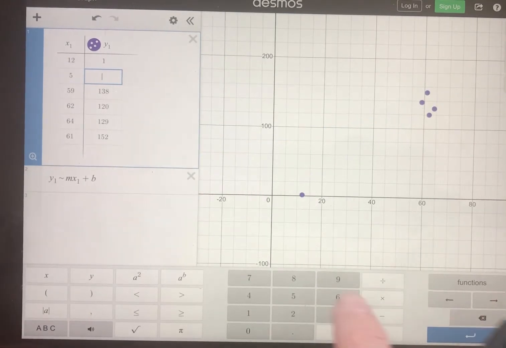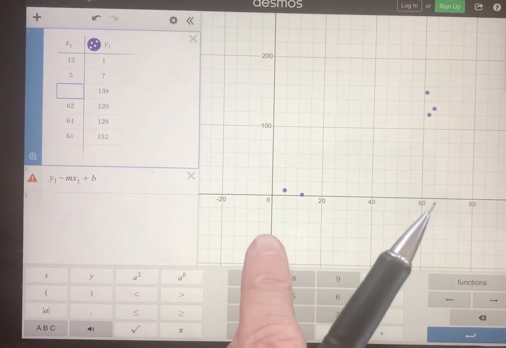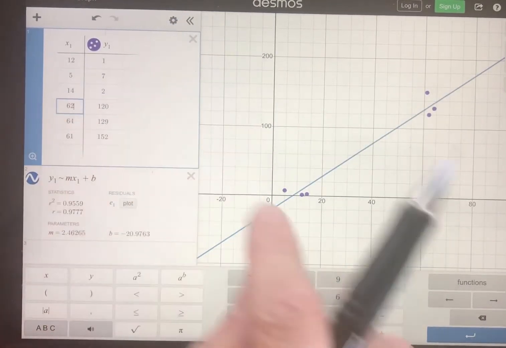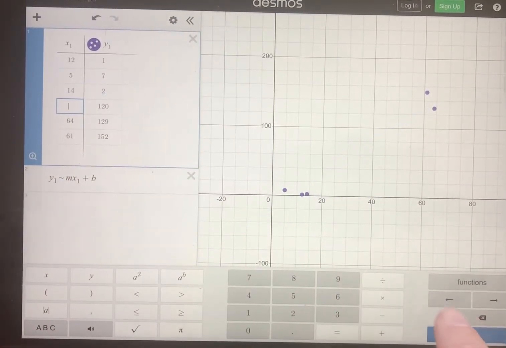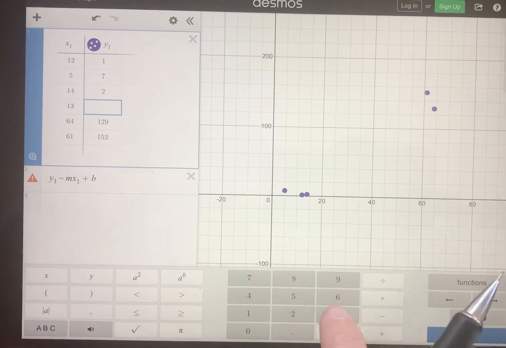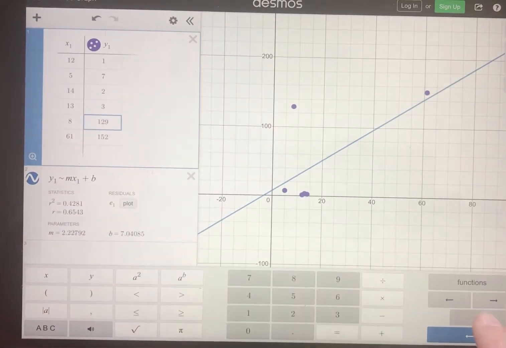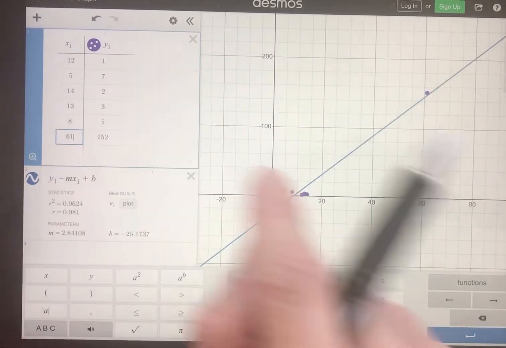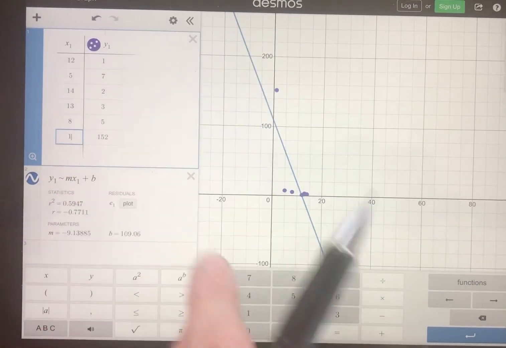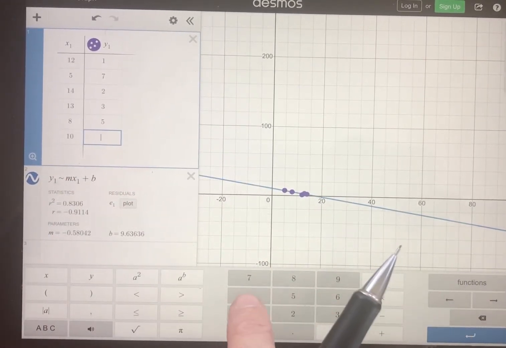5 years was 7. Okay, we're replacing, and this is all reacting over here. 14 with a score of 2. Fourth person was 13 years of education with a score of 3. Fifth person, 8 with a score of 5. Okay, sixth person was 10 years of education. Whoops, I get the 10 in there. With a score of 4.